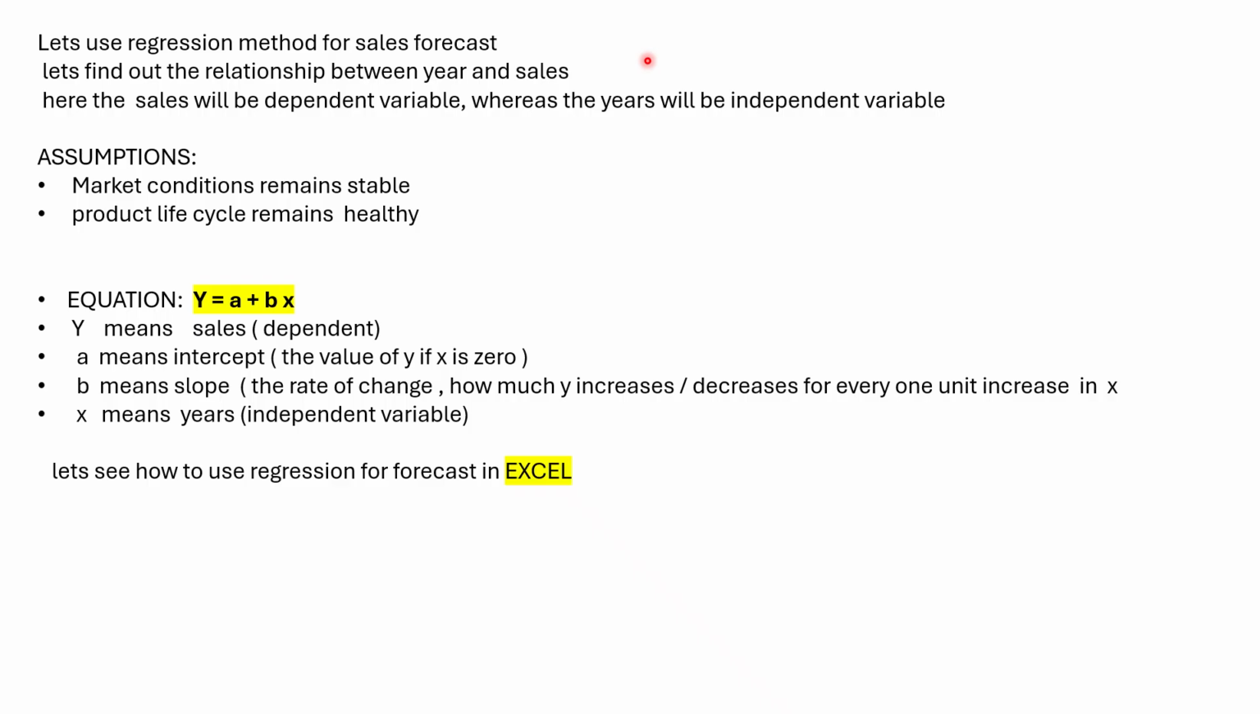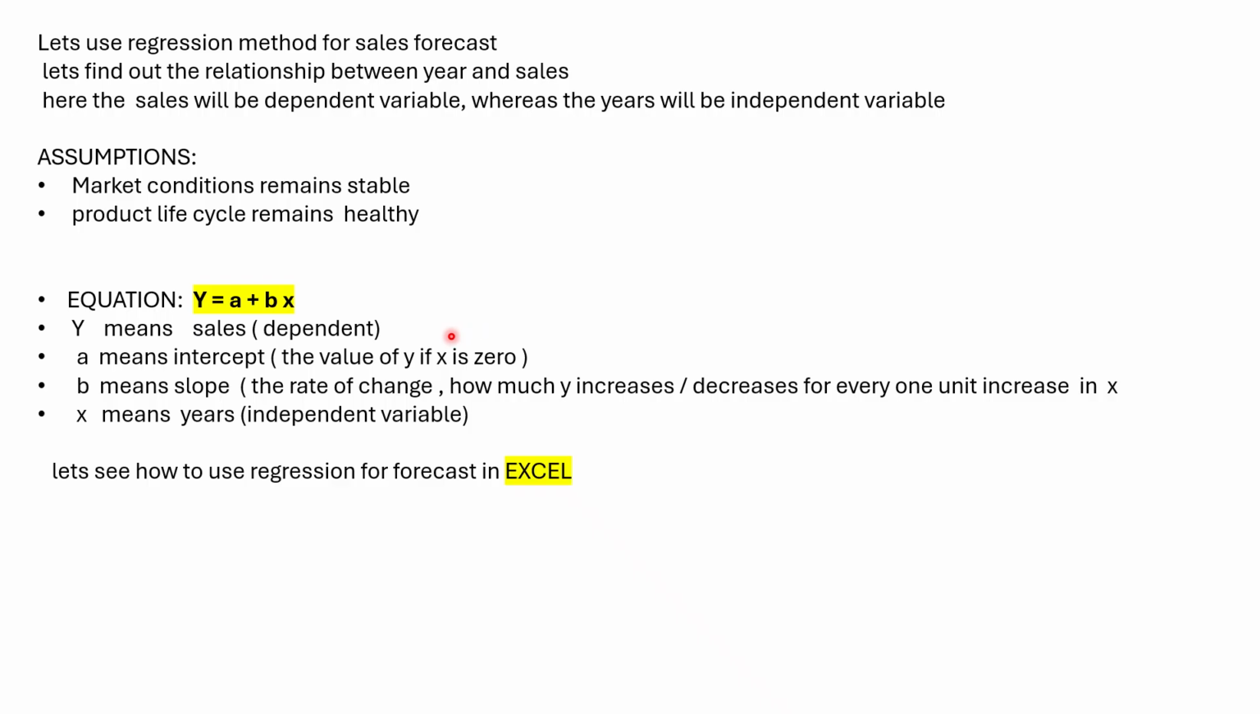The sales and the time. Between sales and time, I'm seeing the relationship between these two variables. So my sales is the dependent variable, and here the time or the year will be the independent variable. I'm taking two assumptions here: the market conditions remain stable and the product life cycle remains healthy. I'm using this formula: y is equal to a plus bx.